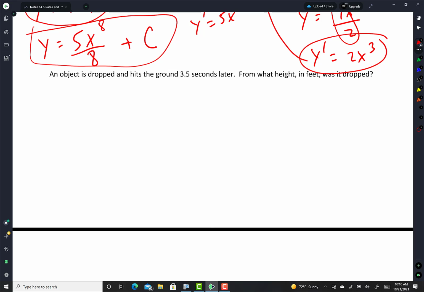So can you go backwards? Yes, you can. If you know the acceleration, you do the antiderivative, and that will get you velocity. You have velocity, and you take the antiderivative, and that will get you position. Does that make sense? All right.